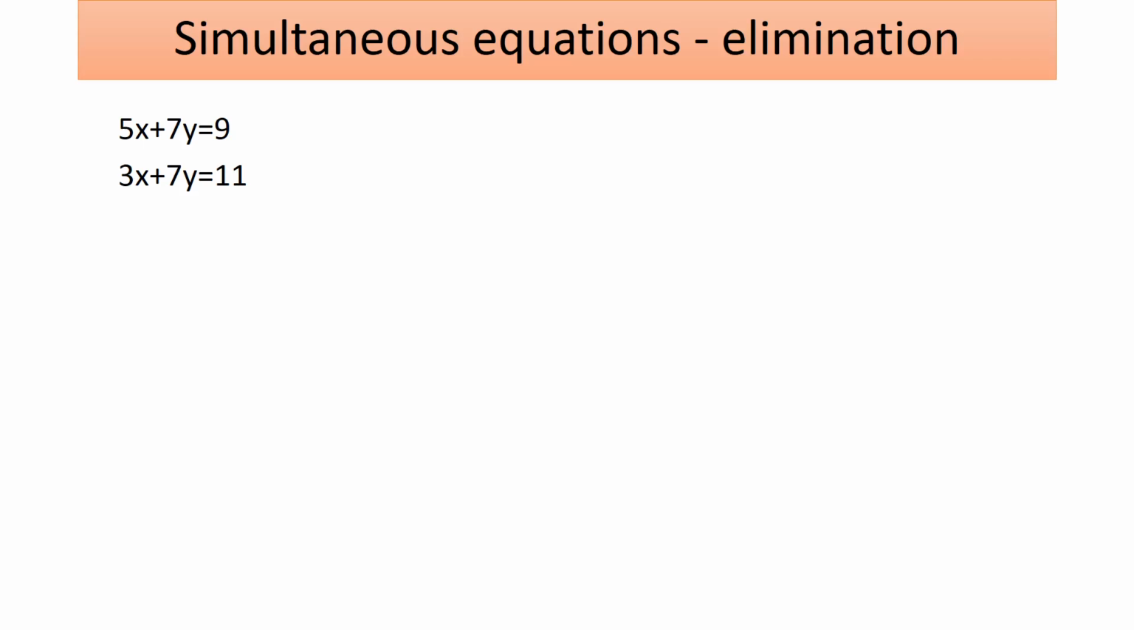Now, notice that both of them have 7y, okay? And this is the unknown I'm going to get rid of. So I can do that by subtracting, because 7y take away 7y is 0, okay? So I'm going to take away those two equations. So I'm going to take away each part of the equation. So 5x take away 3x, that is 2x, okay? 7y take away 7y is 0, so this is how we get rid of the unknown. And then 9 take away 11 is negative 2.